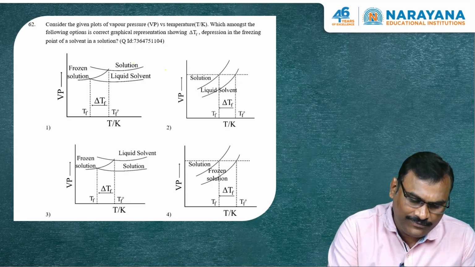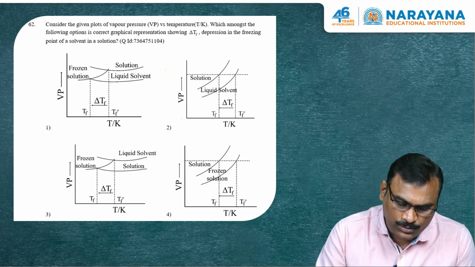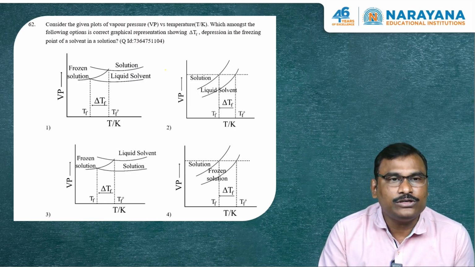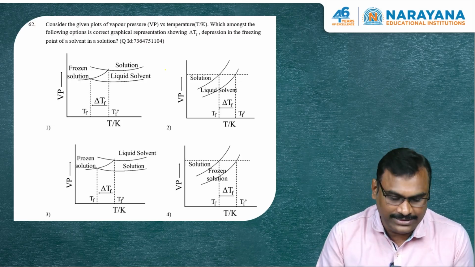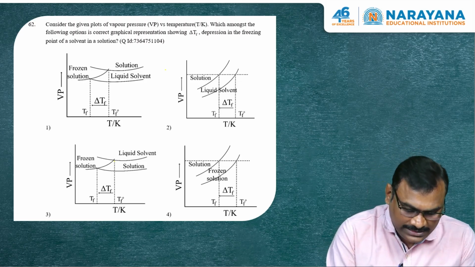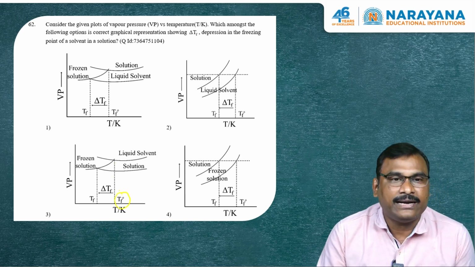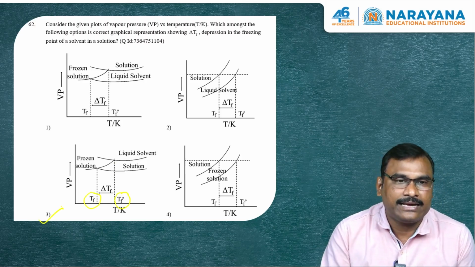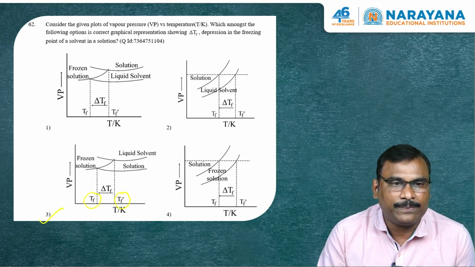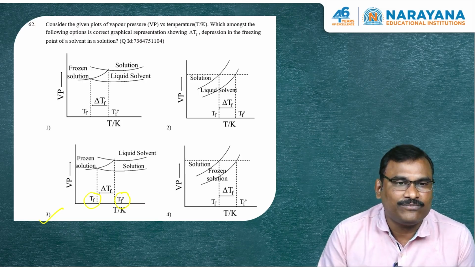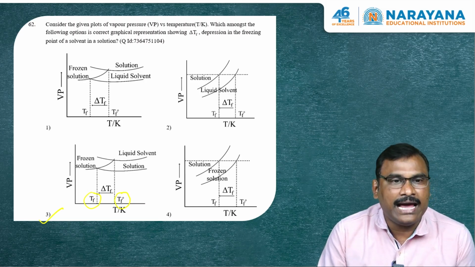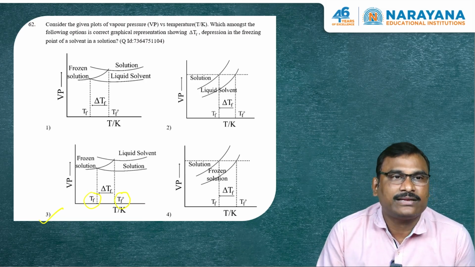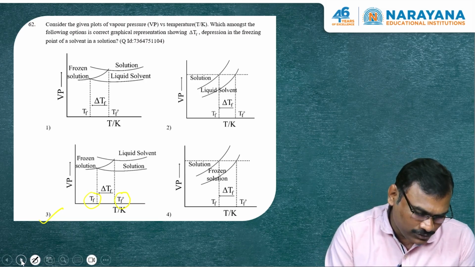Here see, in graph 1 the solution line is upper, in graph 2 the solution line is upper, in graph 4 also the solution line is upper. Generally the solution vapor pressures are lesser than the pure solvent. That is also one clue. Here you see, this is the freezing point of the solvent and the freezing point of the solution. Yes, this graph should be the correct one. Since with the addition of solute, vapor pressure decreases. According to the definition of freezing point, the liquid solvent has a higher freezing point than the solution. Therefore option 3 should be the correct one for question 62. Now go for the next question.